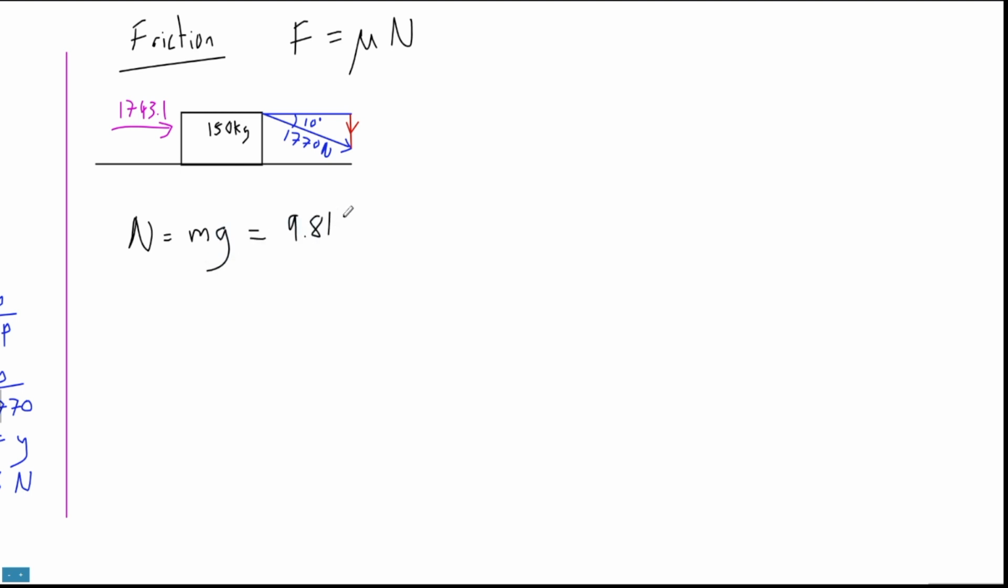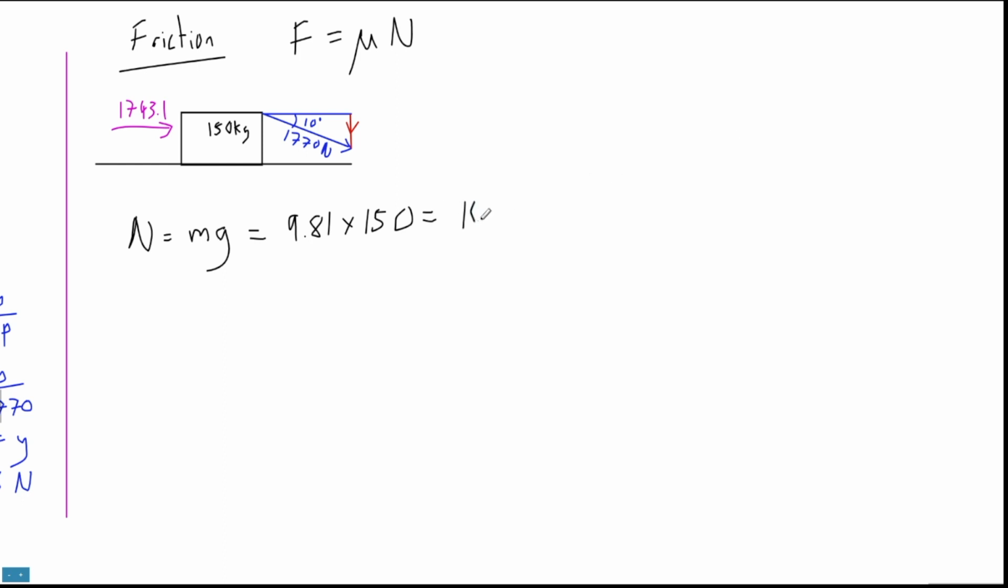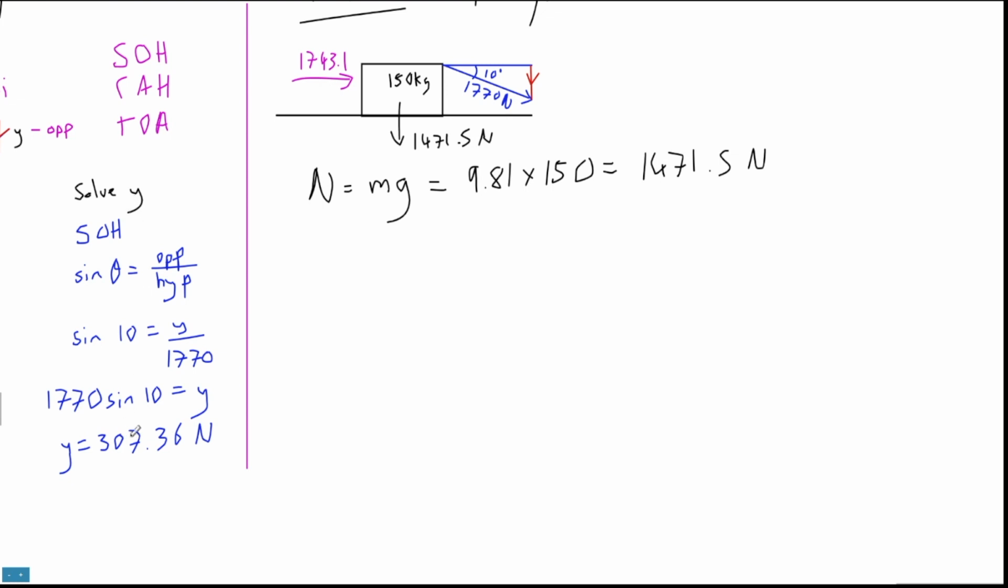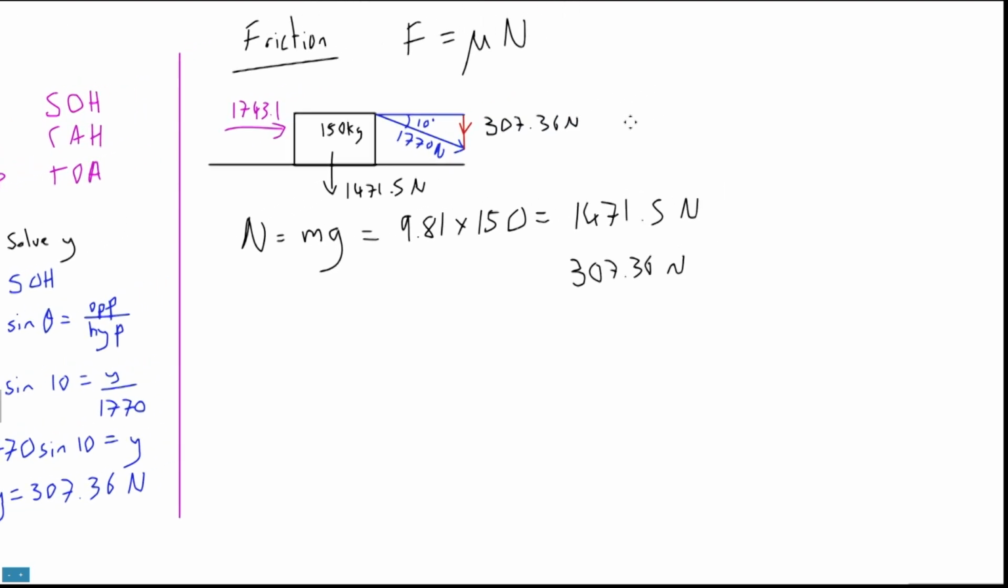So it's 9.81 times 150, as we always do to get it into newtons. So it's going to be 9.81 times 150. All right, so it's 1471.5 newtons. So this is pushing down with a force of 1471.5 newtons. But then we had this little red force over here, which was the y force. It's 307. So we need to add on the 307.36 newtons as well to get the total force pushing down on it. Like I said, this is not a good way to pull a block because we're making things worse. 307.36 newtons. We're adding to that friction.